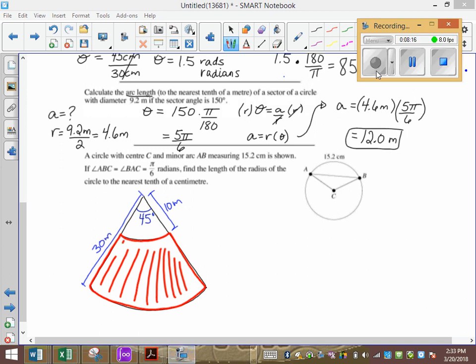Okay, so to get this little arc length here, I'm going to go A equals the radius times theta, right? And theta is 45 pi over 180 because we need it in radians. And then I'm going to add to that what? This arc length, which the radius is actually what this time? 30.